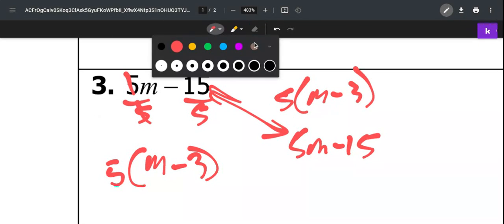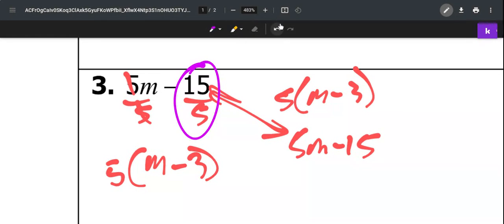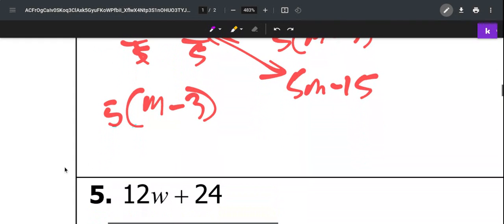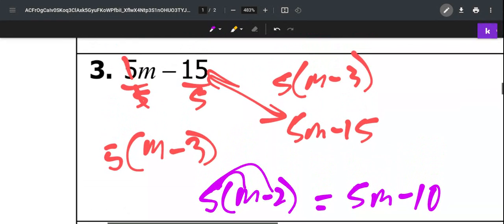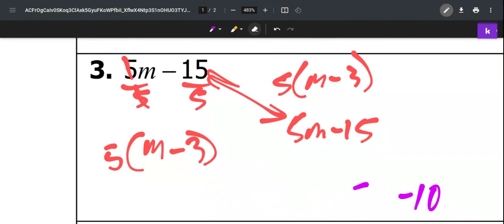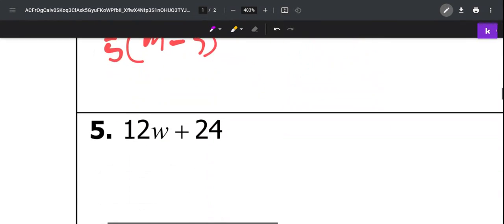Like, let's say we just got confused and said 15 divided by 5 is 2. So let's say we had this. Let's say we had 5m minus 2. Watch what happens when I distribute that back. I get 5m minus 10, and that's not what we started with. So that's why distributing back can be so useful to check when you get the wrong answer, or check and make sure you got the right answer. So let's look at another example. Let's just do one more quick one.